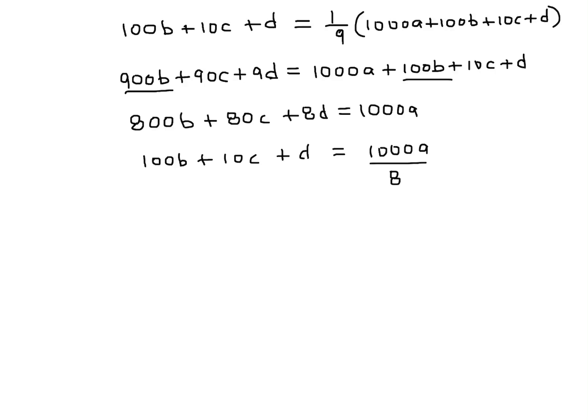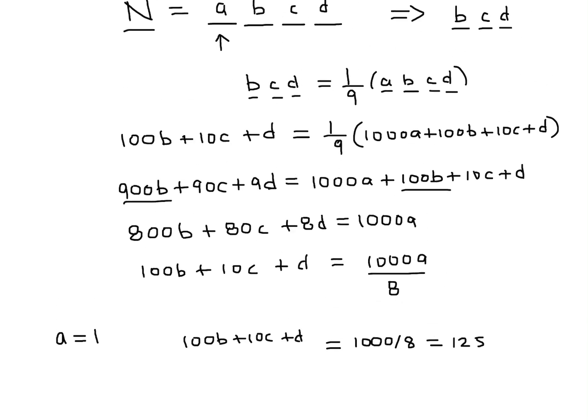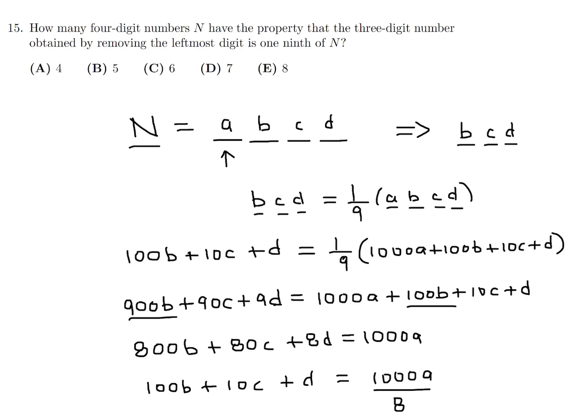We have 4 variables. So now what we can do is we can pretty much use inspection starting with values for A. So I will start with the smallest value, A equals 1. When A equals 1, what will this become? Well, when A is 1, we will get 1000 divided by 8, like that. And that is equal to 125. So that basically means that 100B plus 10C plus D is equal to 125. And what was 100B plus 10C plus D? It was this number right here.